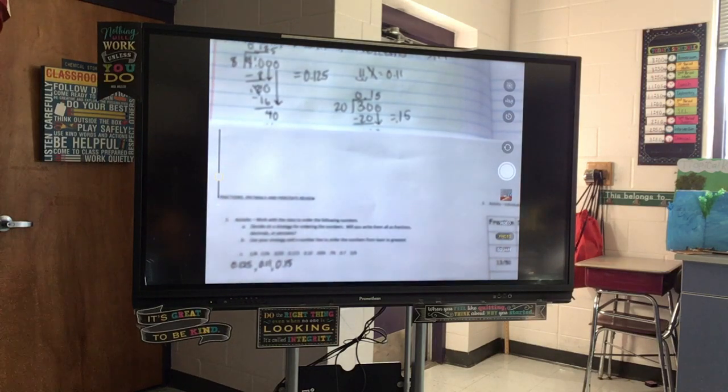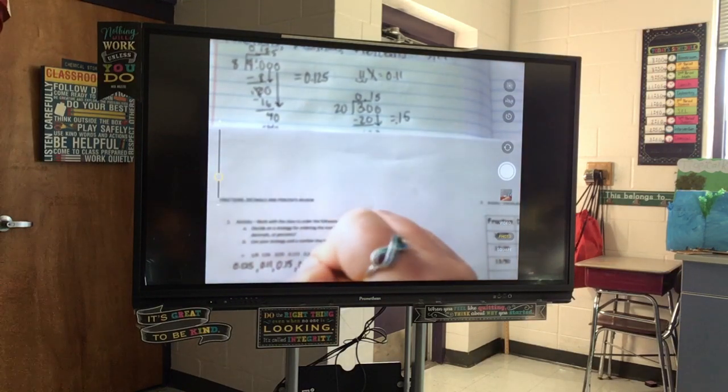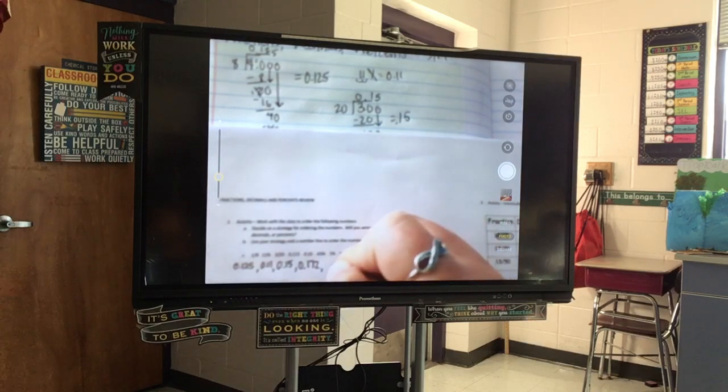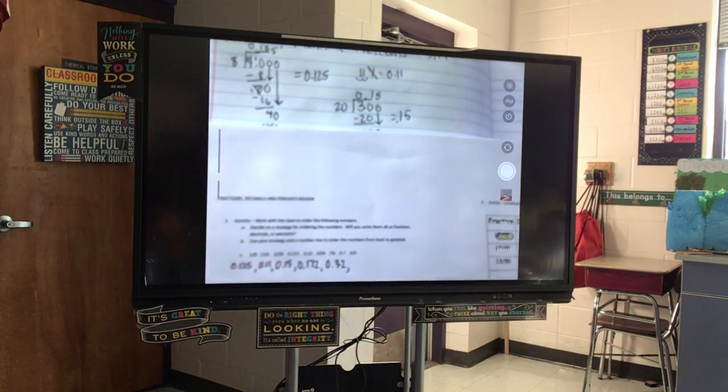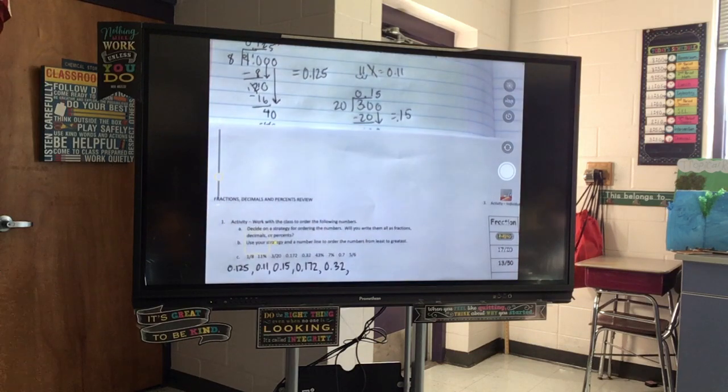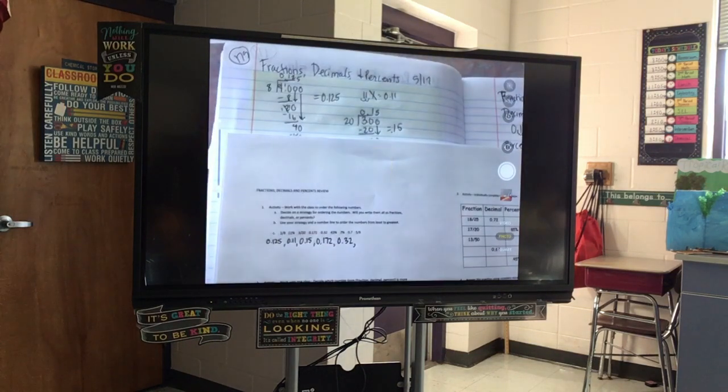Alright, the next one is already done for us, so we're just going to recopy that down. The next one is also done for us, so we're going to copy that down. And then we're looking at 43%. So what do we do? 43%.